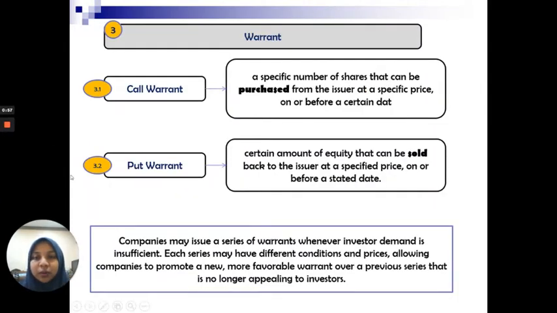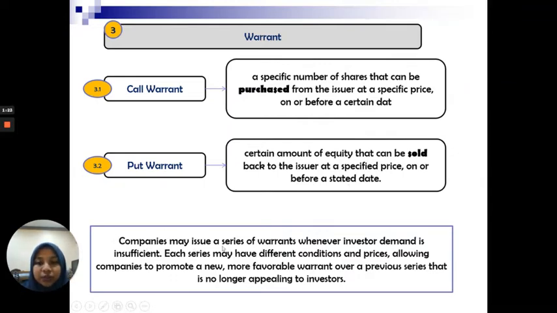There are two types of warrant, which are call warrant and put warrant. A call warrant is a specific number of shares that can be purchased from the issuer at a specific price on or before a certain date. A put warrant is a certain amount of equity that can be sold back to the issuer at a specific price on or before a stated date.